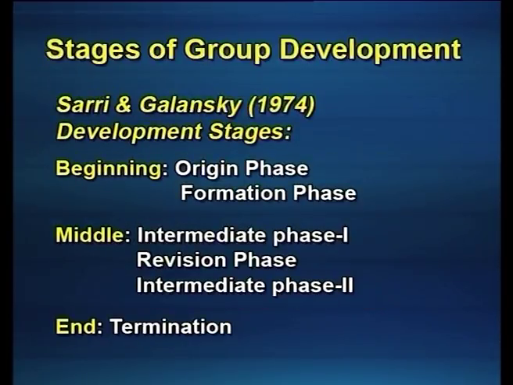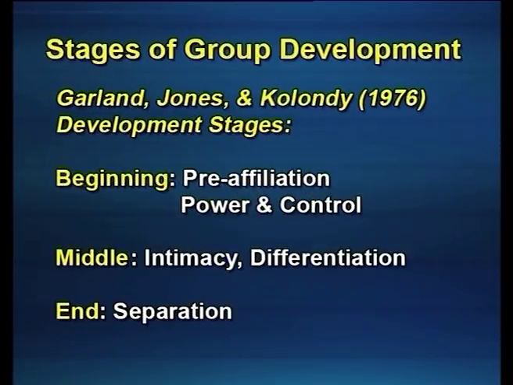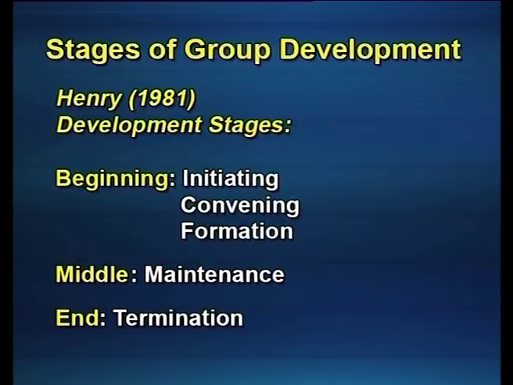Sarri and Galinsky: beginning stage, origin phase, formation phase; middle stage, intermediate phase 1, revision phase, intermediate phase 2; end stage, termination. According to Garland, Jones and Kolodny: beginning stage, pre-affiliation, power and control; middle stage, intimacy, differentiation; end stage, separation. Henry: beginning stage, initiating, convening, formation; middle stage, maintenance; end stage, termination.